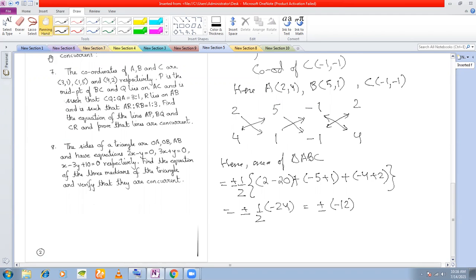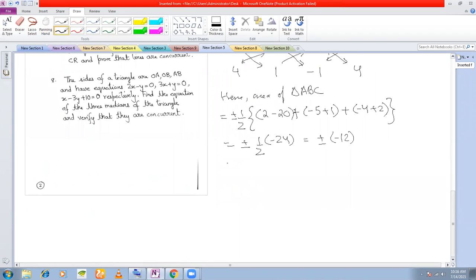Which sign should I take? Taking the negative sign, because the area cannot be negative. We get the area of triangle ABC is equal to 12 square units.